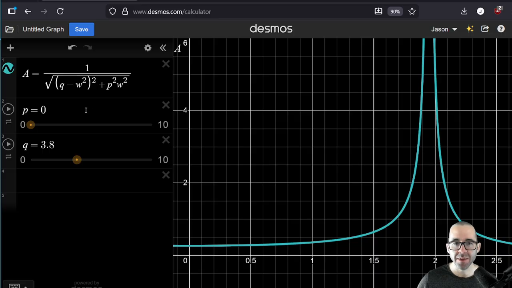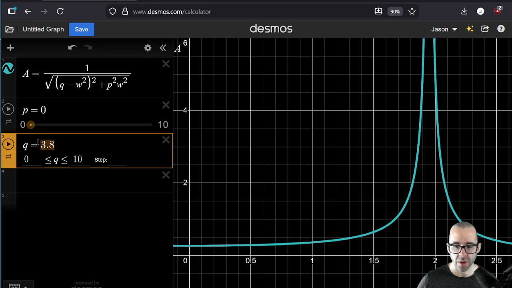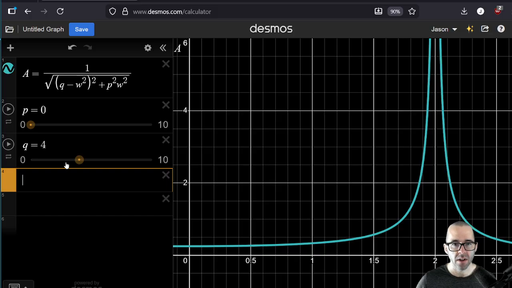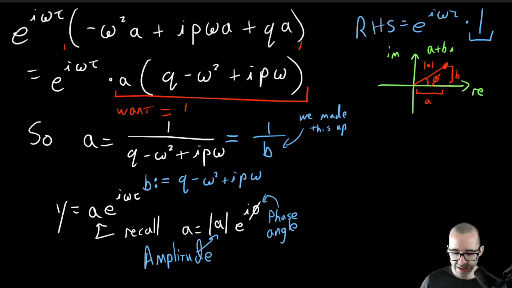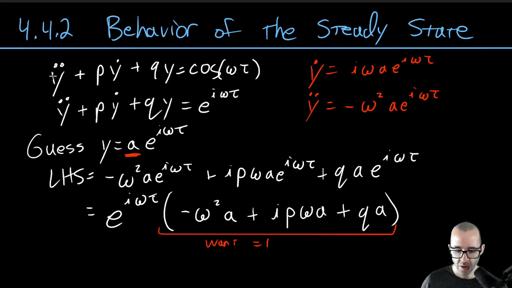Now you can see what happens if there's no damping. And we explored this in the last section. If there's no damping, then the amplitude, here, let's make q equal 4. If there's no damping, then the natural frequency is 2. Remember, what are we talking about when I say the natural frequency is 2? We're looking back at this original differential equation.